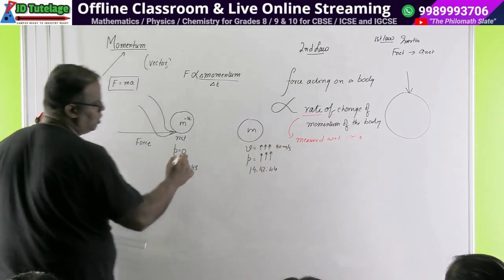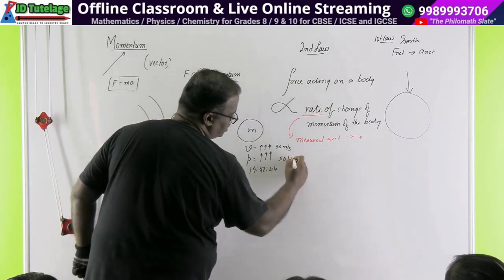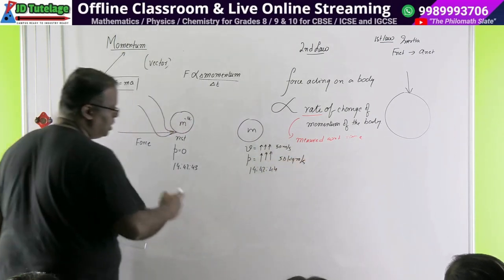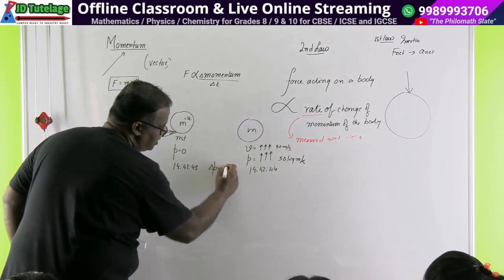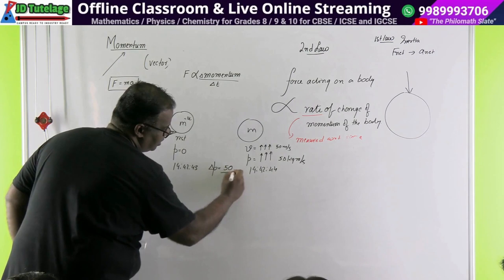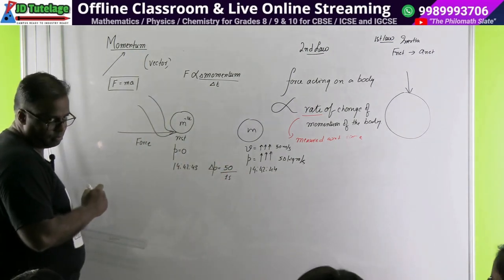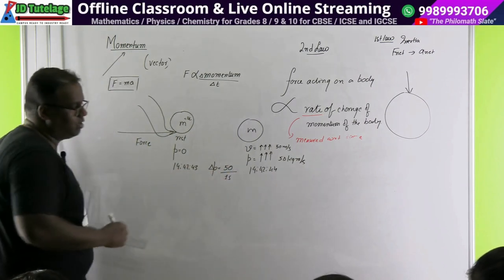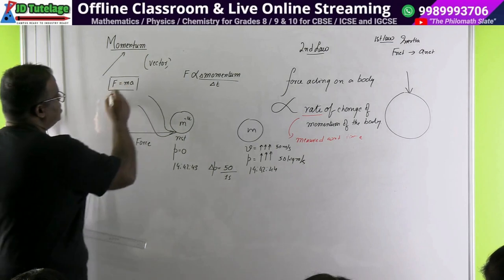So what was the initial momentum? Zero. What is the final momentum now? Final momentum is 50 kg meter per second. So what is the change in momentum? Delta P out here, what do we see? The delta P is 50 over delta T, 1 second. This should actually give me what? Force, right? So what is force? F equals M into A.